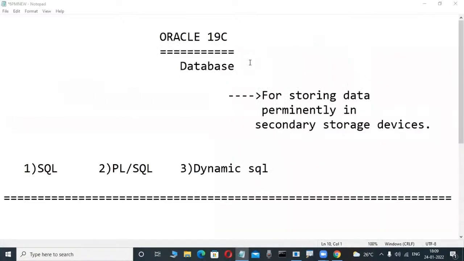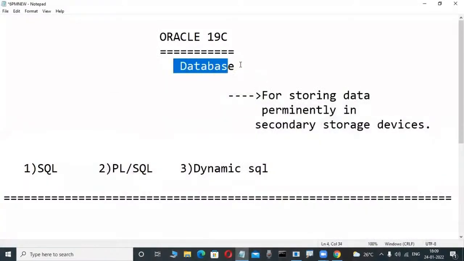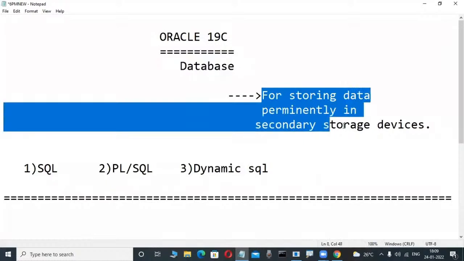Concentrate here. Anybody who did not attend the previous classes, don't be afraid, don't worry. It is simple. Oracle is a product from Oracle Corporation. 19c is a version, don't worry. This Oracle is a database product. This is just the idea and purpose for newcomers. What is the purpose of this database product? For storing data permanently in a hard disk.